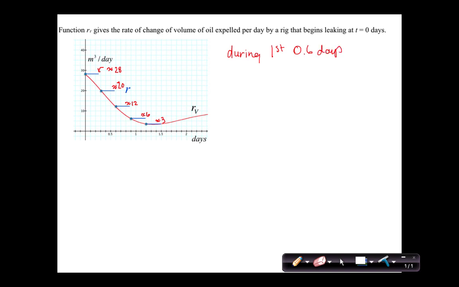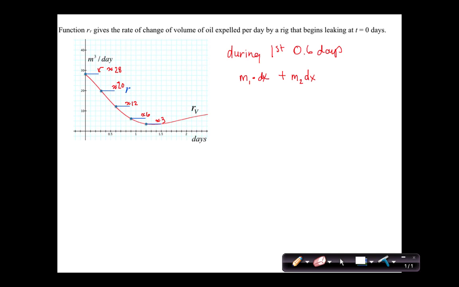I know that oil was leaking at 28 cubic meters per day for the first 0.3 days. So the first rate times a dx, or times this 0.3, and then whatever happened during the second one, our second rate, we also use for 0.3 days, a small amount of time. I can just talk about what happened during the first and what happened during the second interval, where we have 2 different speeds. Just like if you were driving 40 miles an hour for half an hour and then 50 miles an hour for half an hour, you can add those 2 together to get how far you drove.